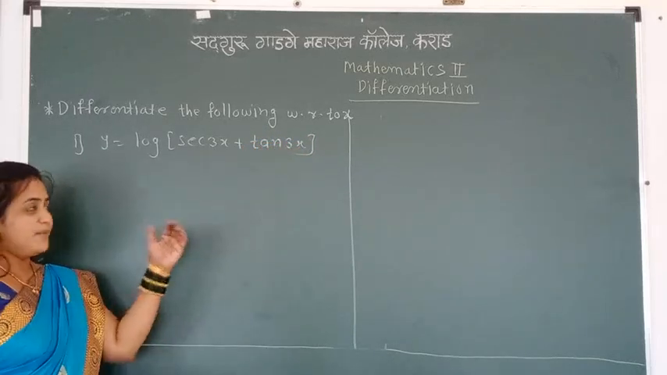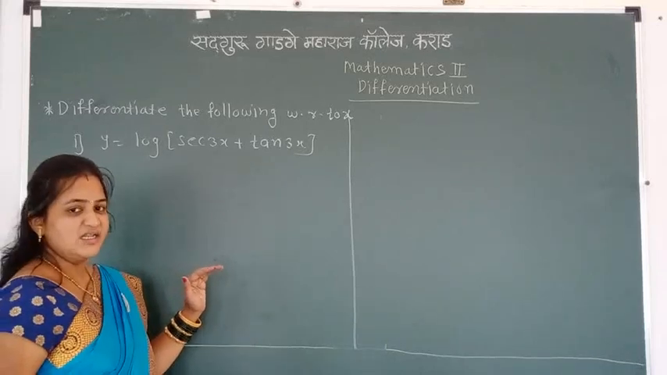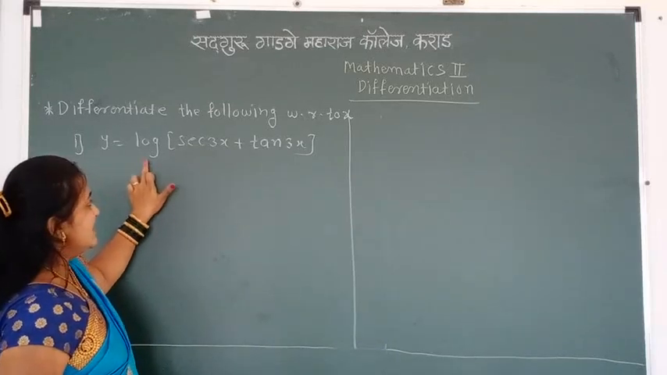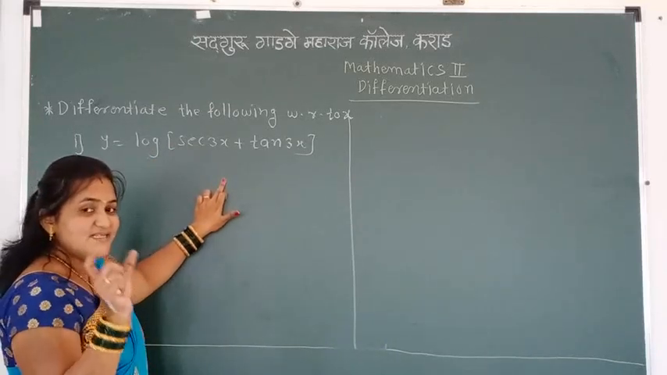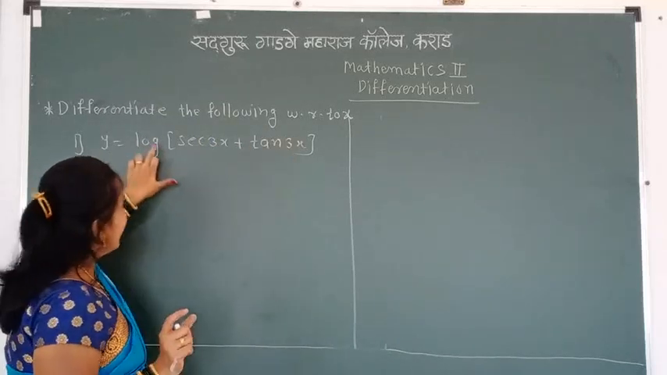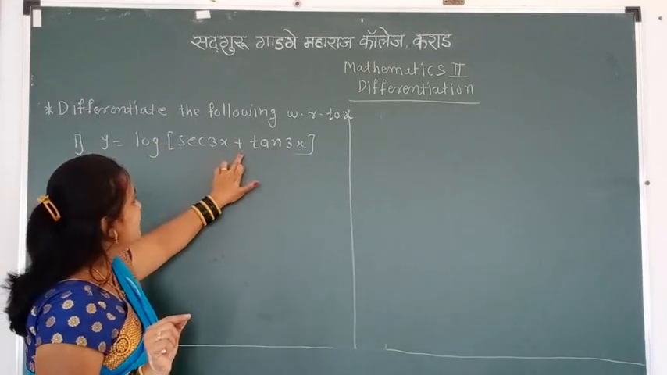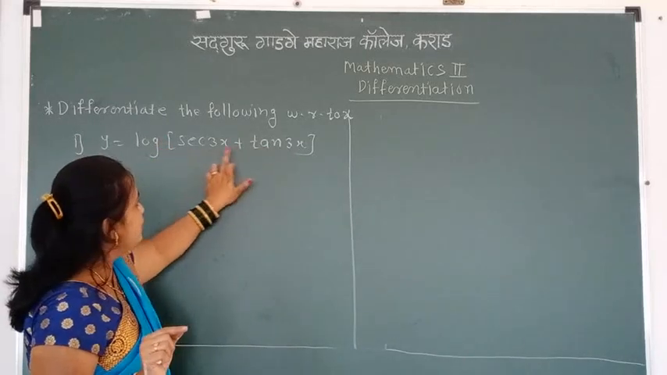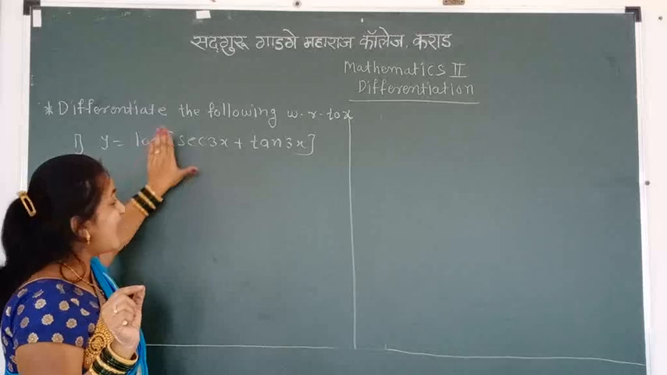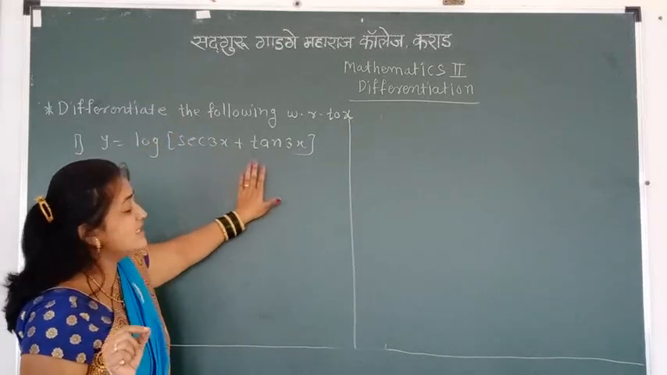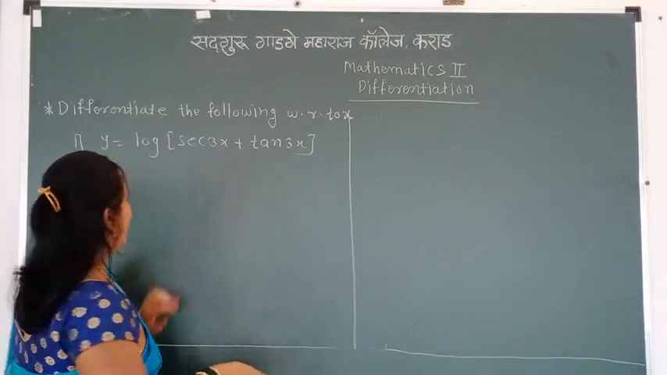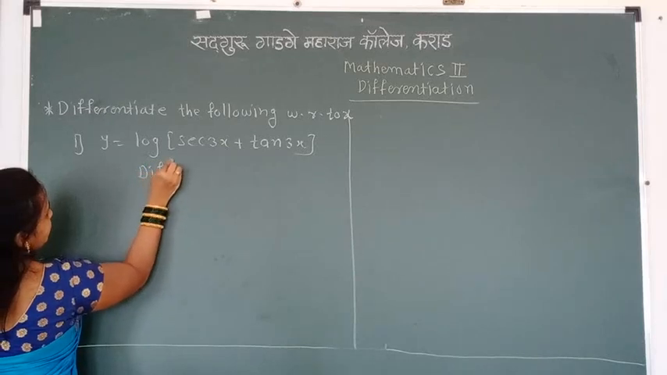Now, whenever this example comes, we check whether the given function is a composite function or a standard function. So, this given function is a composite function because here the standard function is log, but here it is not x. The x is replaced by sec 3x plus tan 3x. So, this is the form of u plus v. So, first we find the derivative of log of x and then we find the derivative of sec 3x plus tan 3x by using the rules of differentiation for u plus v. So, we start solving the problem.